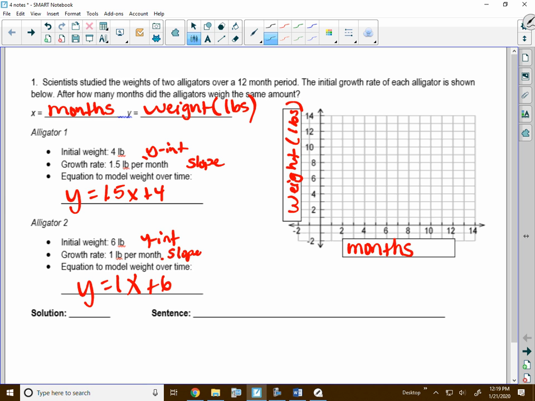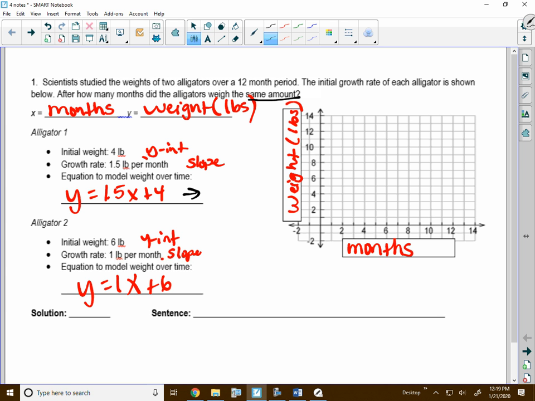Okay, so now we're gonna graph these. If you remember last week, to find the solution to the system of equations, or in this case, where the alligators weigh the same amount, we need to see where those 2 lines cross. So we're going to graph both equations. Now, the issue with graphing this first equation is the slope is 1.5, and that's not easy to navigate.